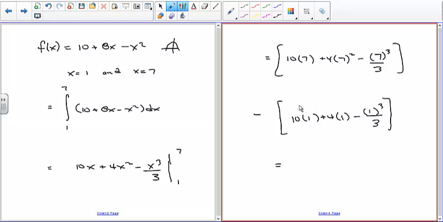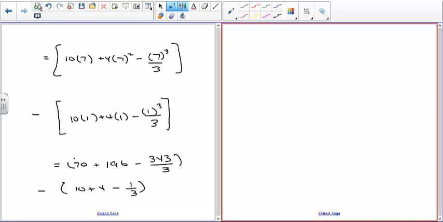So let's go ahead and multiply these out. So 70 plus, okay, you'll have 7 squared, which is 49. 49 times 4 is 196. Then we have 7 cubed, which is 343 over 3. So that's my upper limit. And then my lower limit is going to be 10 plus 4 minus 1/3. Now because I've left these as fractions, I should be able to clean things up pretty easily.